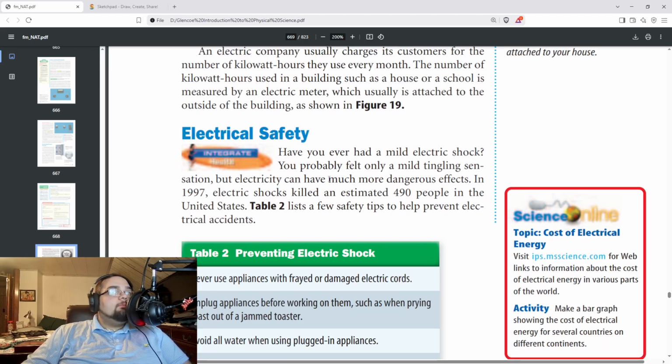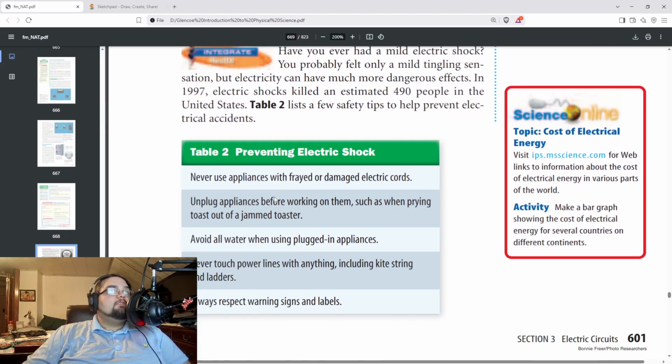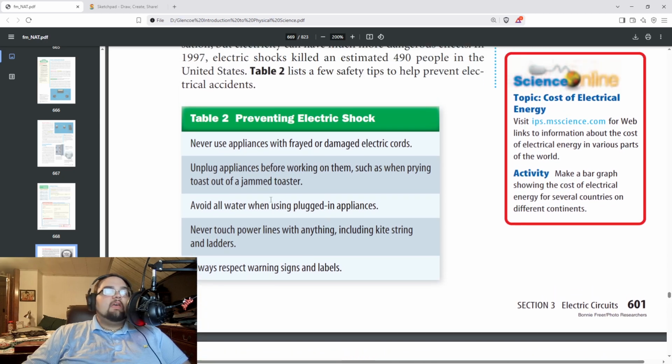Have you ever had a mild shock? You probably felt only a mild tingling sensation, but electricity has a much more dangerous effect. In 1991, electric shocks killed an estimated 490 people in the United States. Here are some safety tips to help prevent electrical accidents.